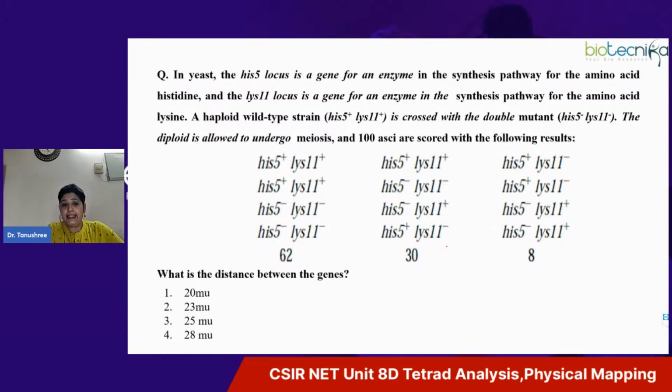Now, in yeast, the His5 locus is a gene for an enzyme in the synthesis pathway for the amino acid histidine, and the lysine locus is a gene for an enzyme in the synthesis pathway for the amino acid lysine. A haploid wild type strain, whose genotype is mentioned, is crossed with a double mutant, and the diploid is allowed to undergo meiosis and 100 tetrads are scored with the following results. So, what is the distance between the genes?